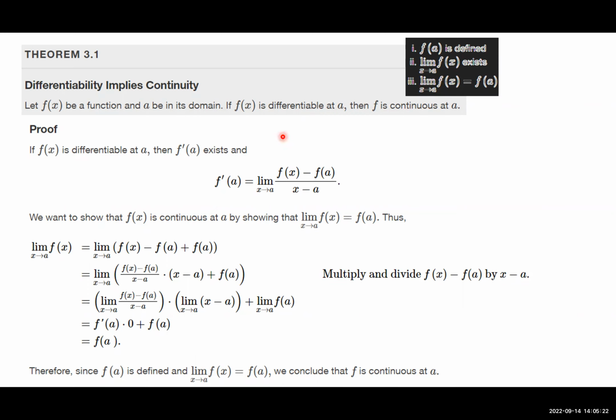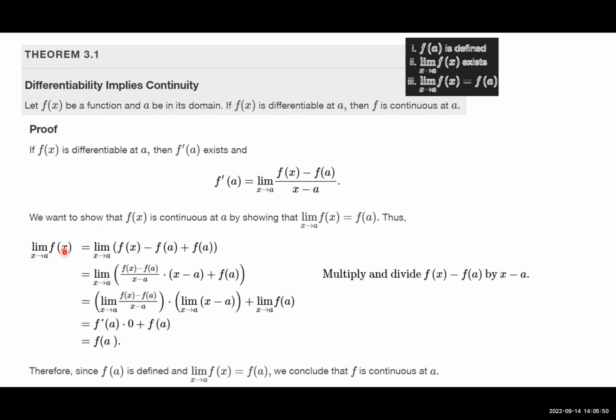So we start with this hypothesis, then we're going to show that f is continuous by demonstrating that it meets these two conditions. Okay, so this is just a restatement of the hypothesis that f of x is differentiable at a, while just writing out what that means, that f prime of a is the limit of f of x minus f of a over x minus a. So we know that the derivative exists because we're stating that as a hypothesis.